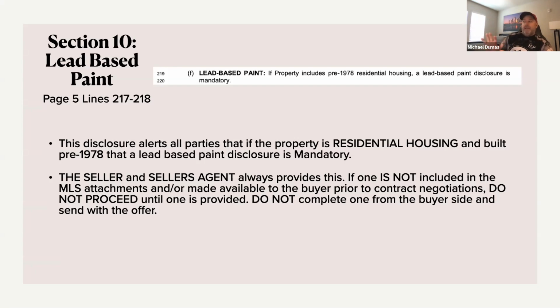Don't ever complete a blank lead-based paint addendum, have the buyer sign it and send it to the seller to fill in, because that's dangerous. It's always got to be the other way. The seller completes it, signs it, and sends it to the buyer.